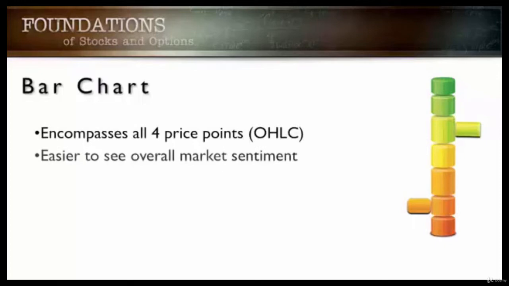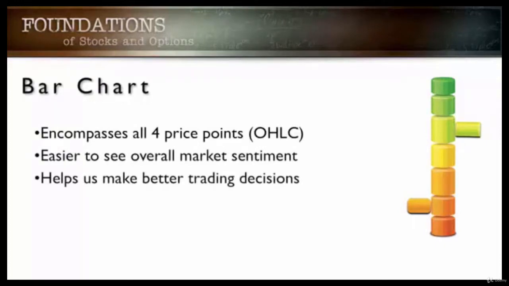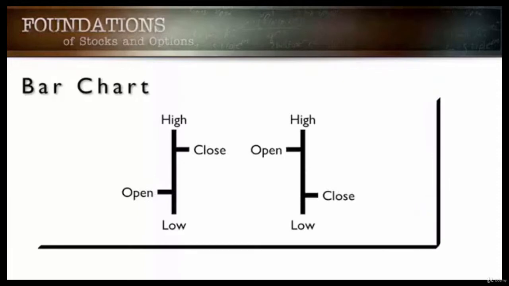So that brings us to the bar chart. The bar chart is going to be advantageous because it's going to encompass all 4 of the key price points. We're going to have the open, the high, the low, and the close. Consequently, it's going to be easier to see overall market sentiment, and it's going to allow us to make better trading decisions as we look at the data and as we interpret that data. Let's learn how we draw a bar chart.